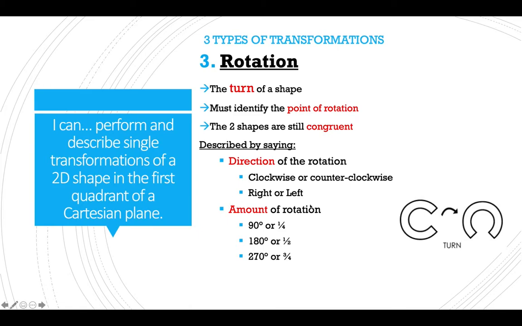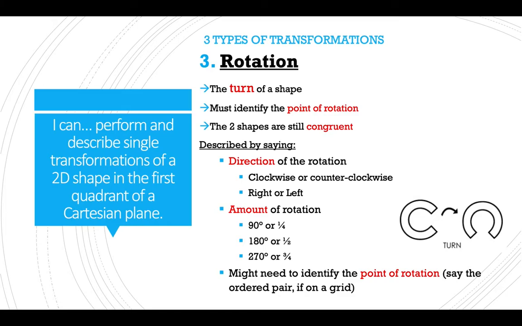Now, I know you're probably thinking, oh, we could have a different turn. We could have maybe like a third of a turn. We could have a 1/6 of a turn. Yeah, you could, but honestly, in grade 6, these are the only ones that we're gonna be given. Okay, a little bit easier. And then, oh right, you might also need to identify the point of reflection, which is where you'd have to say the ordered pair on the grid, okay?